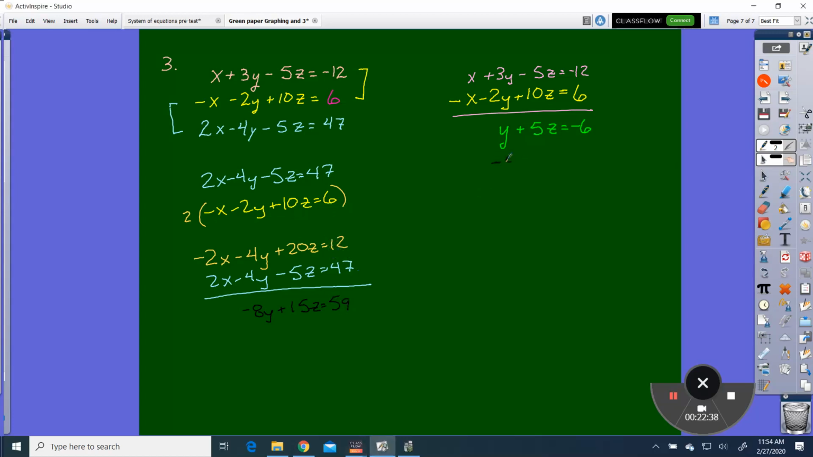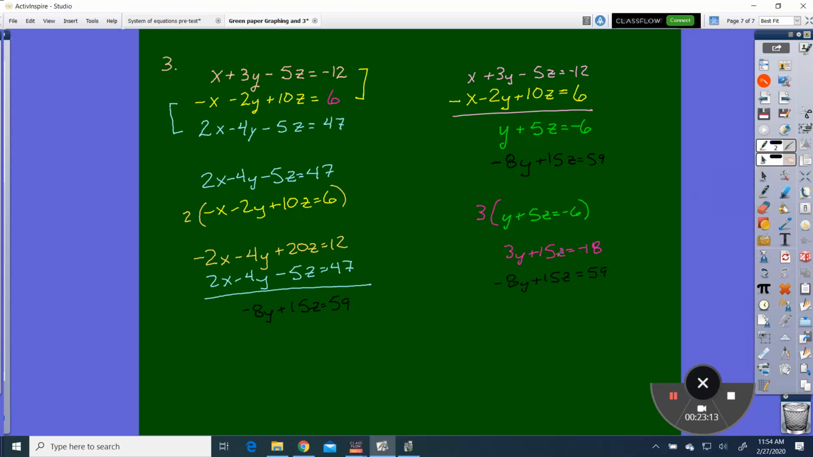So now when I rewrite it over here with the green one, I'm going to multiply that green one all by 3. So 3 times the green one. So that makes 3y plus 15z equals negative 18. The black one's still the same. Negative 8y plus 15z equals 59.